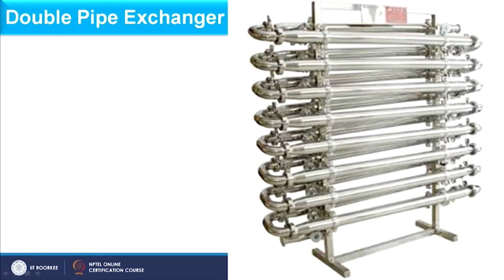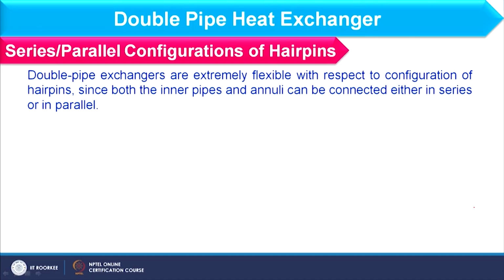This is basically the double pipe heat exchanger we consider in industry, where these are return bends and we call them hairpins. This image shows a 16 hairpins double pipe heat exchanger, as you can count the hairpins over here. And now we will discuss the configurations of hairpins, and these configurations are basically series configuration and parallel configuration.